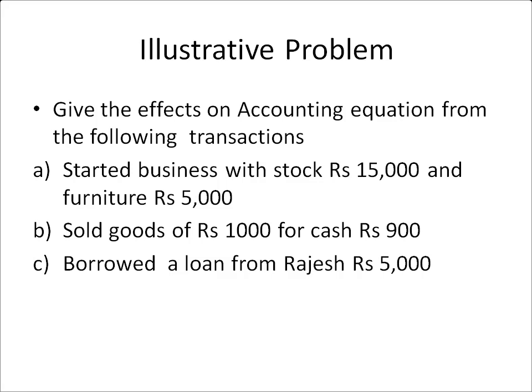Give the effects on accounting equation from the following transaction. Point number A. Started business with stock rupees 15,000 and furniture rupees 5,000.